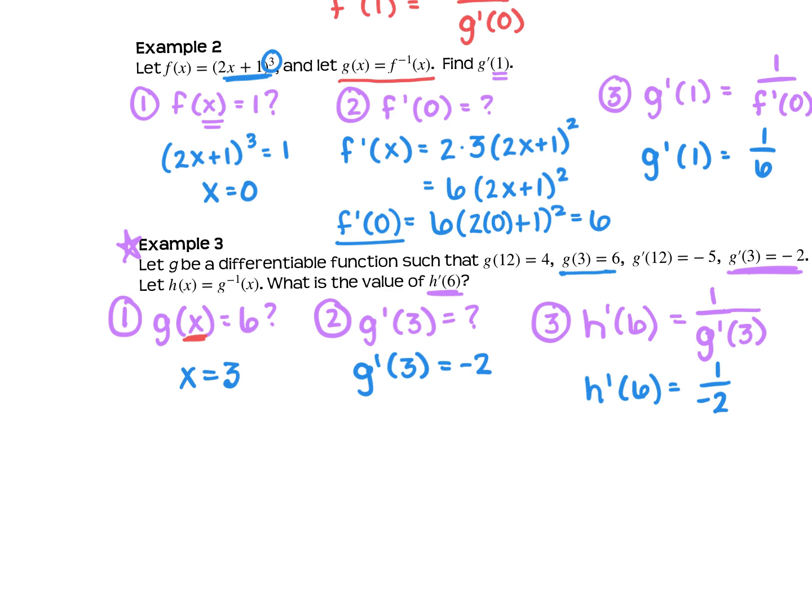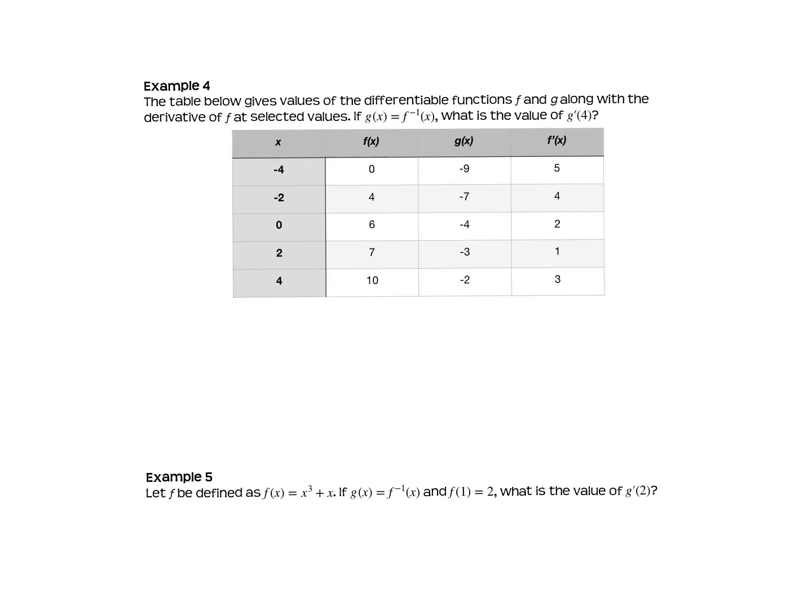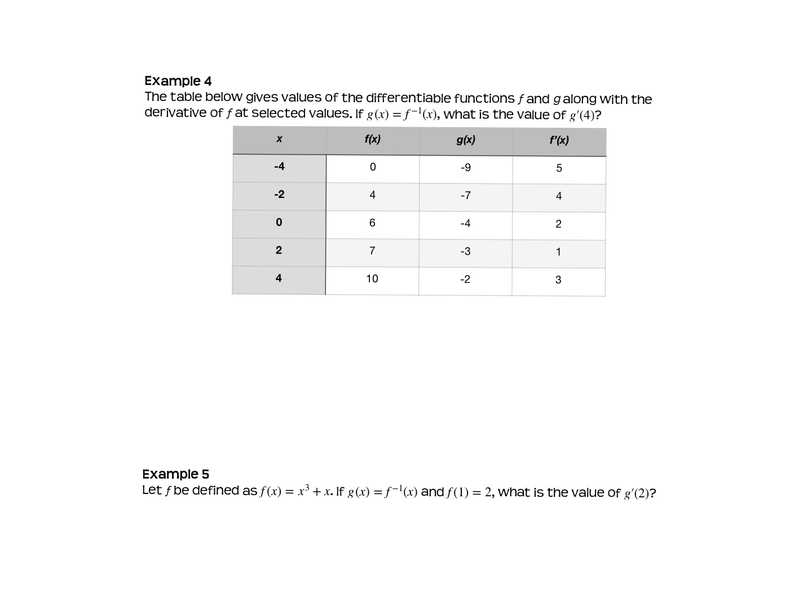Okay, on to some more examples. Let's zoom this in. Once again, you've got that magic piece of information that g and f are inverses of each other. Notice it's asking you to find g prime of 4, and conveniently they've left off the column that would tell me anything about g prime. Love it when that happens, right?